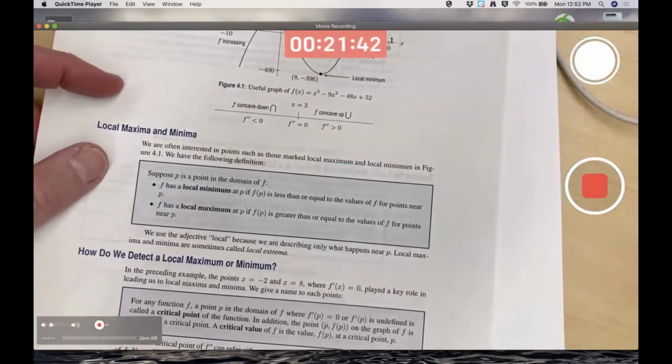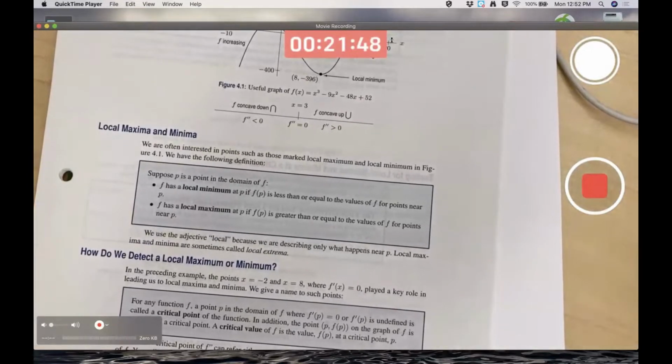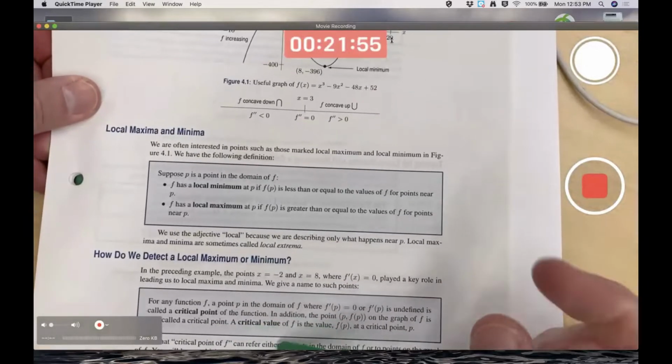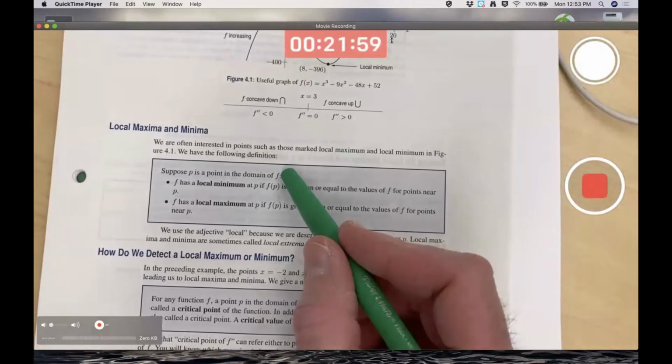Focus less on formulas and more on drawings. The drawings help you understand the concepts better than the formulas do. So the first definitions to look at are definitions of local minimum and local maximum. Suppose we have a point P in the domain of a function f.